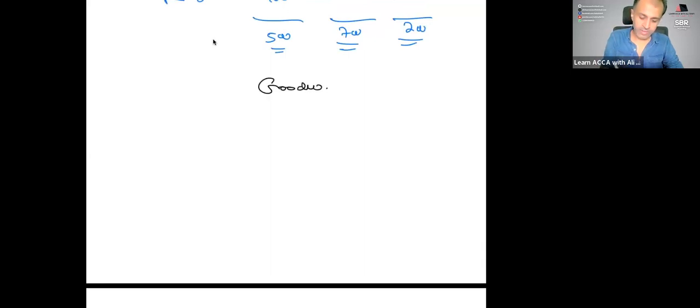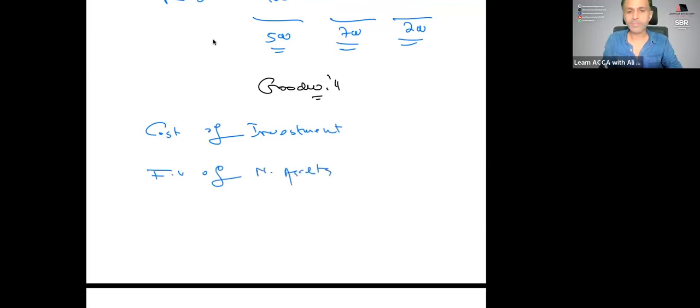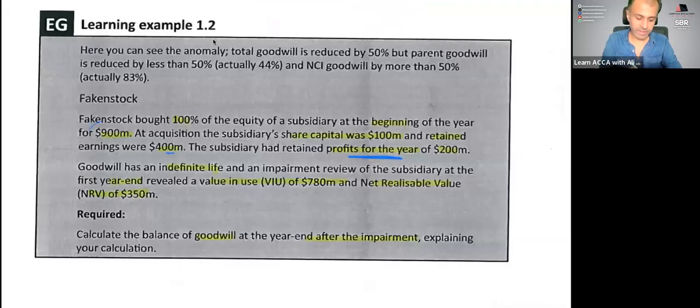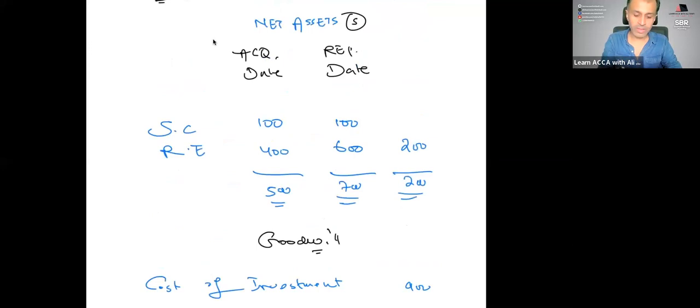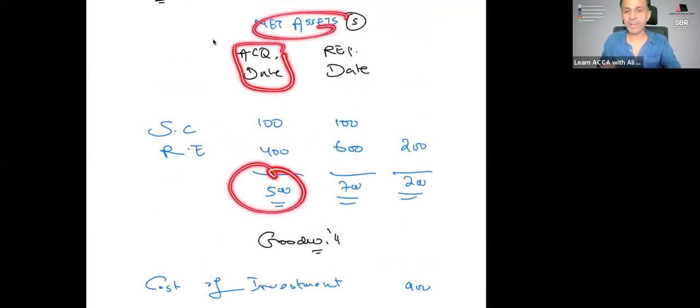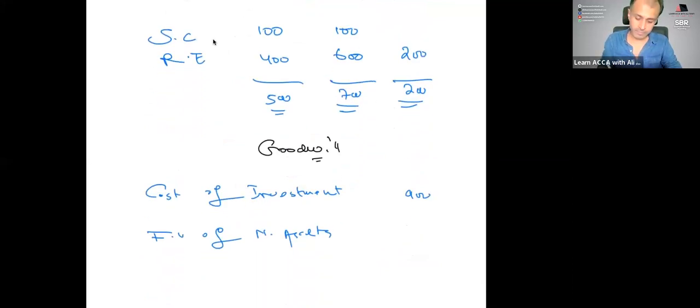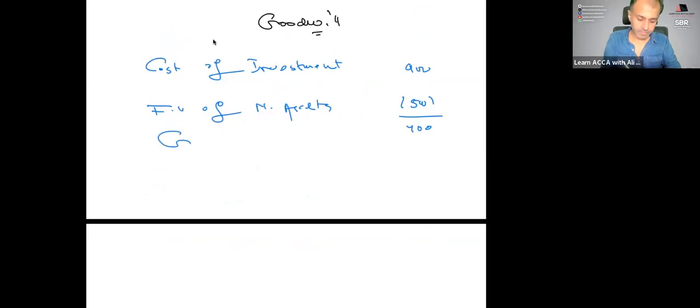So now if I'm going to work out the goodwill, these figures will help. It starts off with the cost of investment. NCI, no, that's not there. So fair value of the net assets. This company was acquired for the price that they have paid, 900. The value of the net assets on the day the company was acquired was 500. And this figure is subject to impairment, so I will have to make room for it. And now I can finally explain how to review it for impairment.